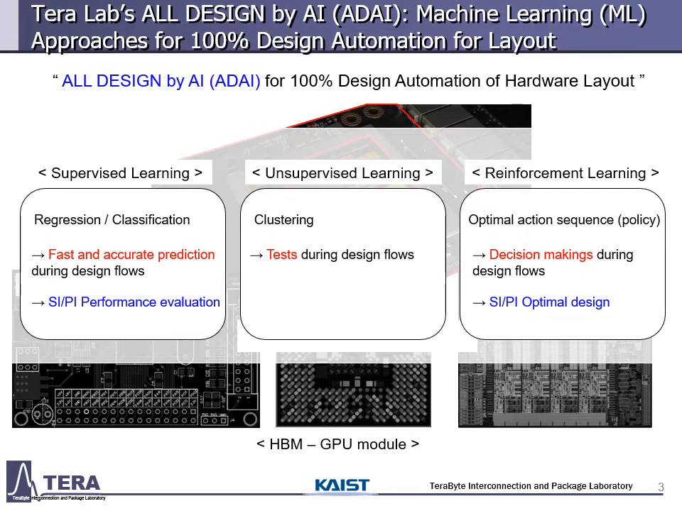Next, unsupervised learning can be used for tests during design flows. And the final one is reinforcement learning, since it can drive out optimal action sequence called policy. It focuses on decision making during design flows. In our fields, SIPI optimal design. And we will focus on the reinforcement learning for this presentation.